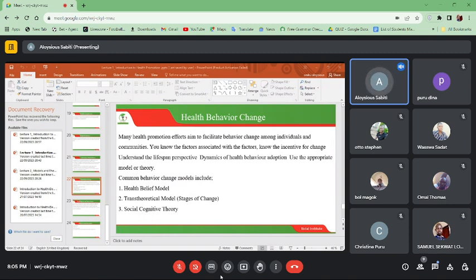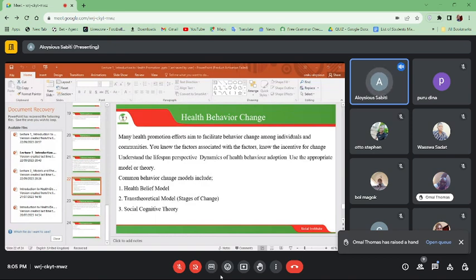Let me just create a slide here so that you can view that photo very well. Let me just copy it and paste it here. Okay, good. So this is just an illustration of the health belief model here.